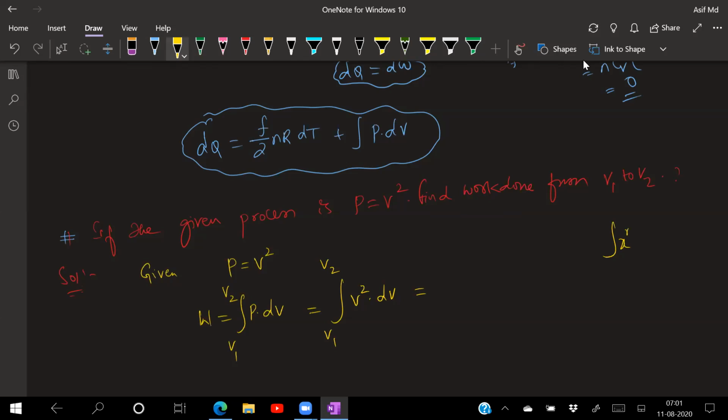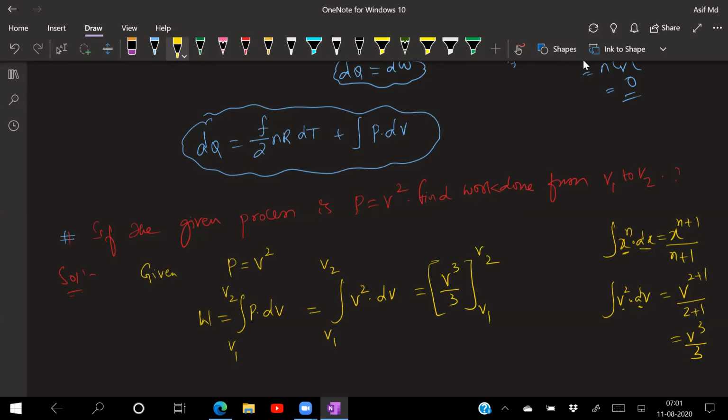We know integral of x to the power of n into dx is equal to x to the power n plus 1 divided by n plus 1. I hope you remember this formula. So this is integral of V square into dV. This is x, this is dx, this is v, this is dv. That means in the place of x, it is v to the power 2 plus 1 divided by 2 plus 1. That means it is v cube divided by 3. And these are the limits v1 to v2.